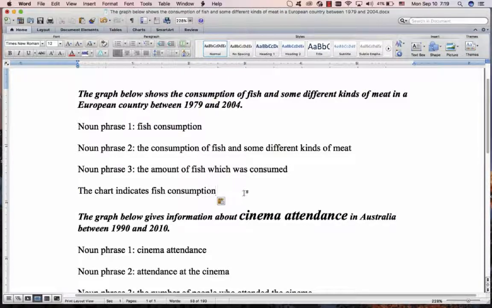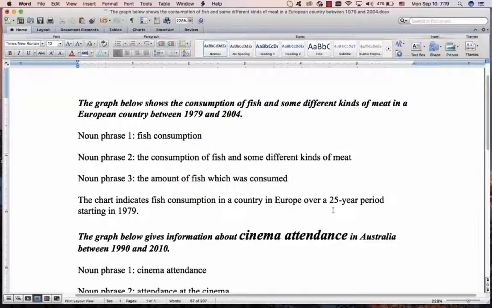In a European country, in a country in Europe, between that and that, let's say over a 25-year period starting in 1979. With this, don't put years. This is acting like an adjective, so it doesn't have an S, and then also remember to put the dash. Great, and there's your paraphrase. So if you can get, after just a couple of minutes, you will have your paraphrase written and you will have your 3 noun phrases ready. That means you're in a good position for the rest of the essay.